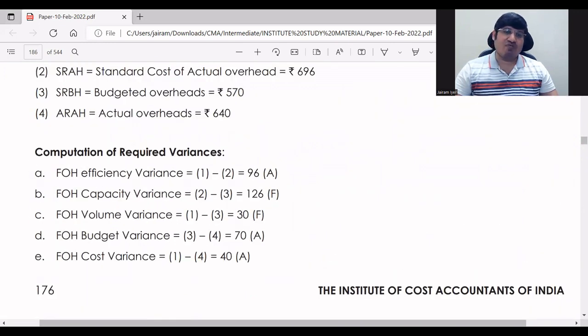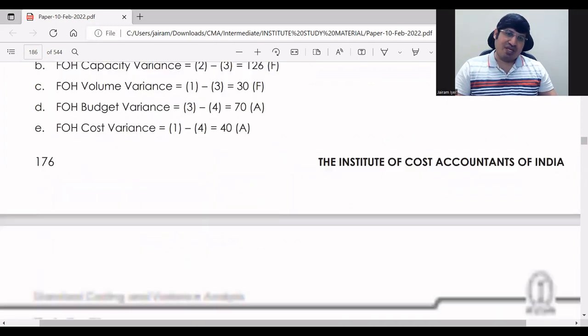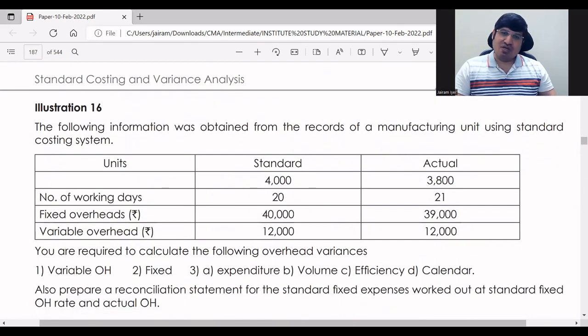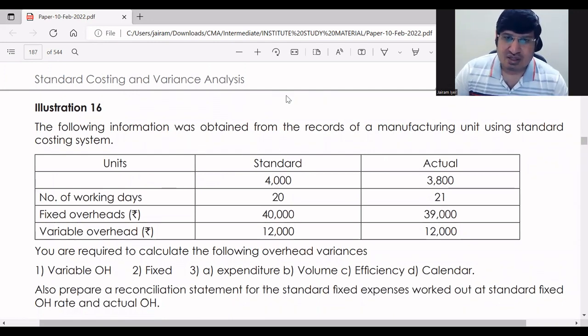Okay. So with this problem, the purely fixed overhead variance part is completed. Whatever we were doing just for fixed overhead is fully complete now, right? So now we will do variable overhead variance in the next 2 problems, which is now starting from 16, okay.